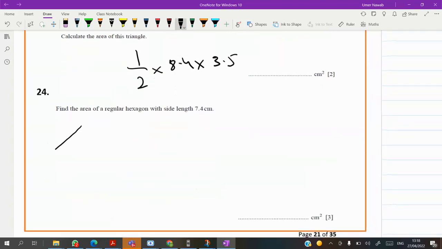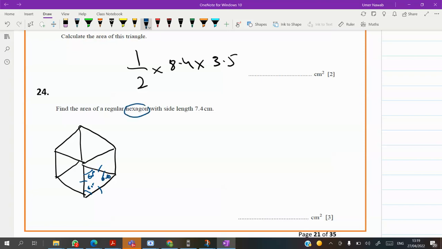Hexagon, you all know a hexagon has how many sides? Six sides, and we can split it into how many triangles? Six triangles. If we find the area of one triangle, then we can multiply it by six. And this triangle is an equilateral triangle. So in an equilateral triangle, this is 60, this is 60, this is 60. I'm talking about hexagon, boys. So the regular hexagon has six sides and is divided into six equilateral triangles. What is the side of one triangle? 7.4.